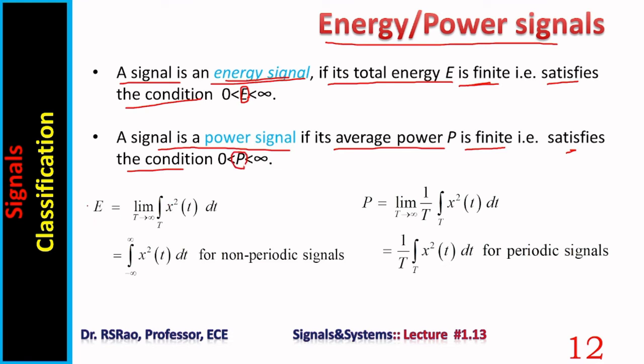Energy, by definition, is actually the normalized energy of the signal. It is by definition limit T tends to infinity integral over T of x square of t dt. Here x of t is the signal. In case of non-periodic signals, it becomes minus infinity to plus infinity x square of t dt. The average power P by definition is limit T tends to infinity 1 by T integral over T x square of t dt. For periodic signals, it becomes 1 by T integration over T x square of t dt.